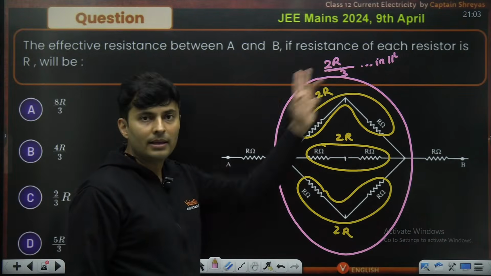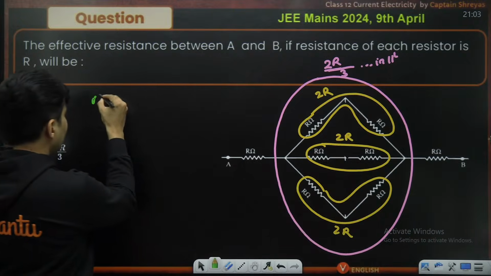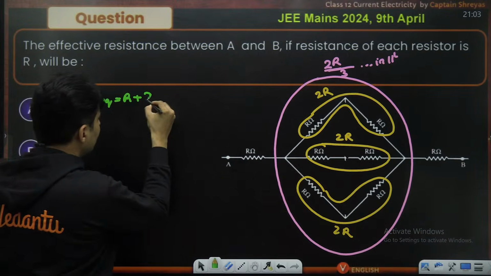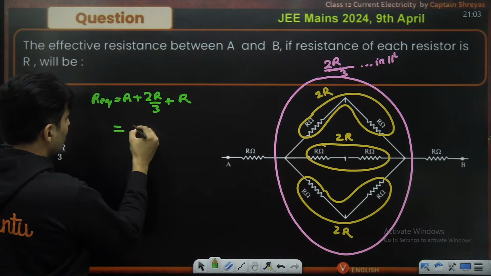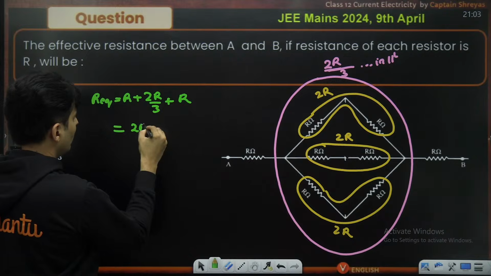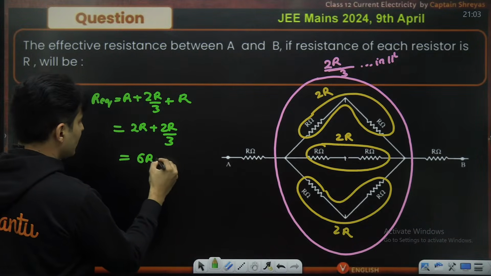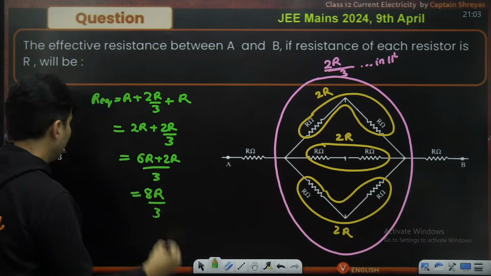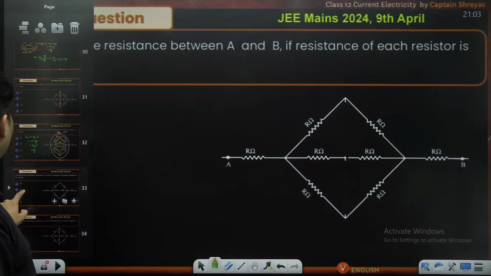Now that 2R by 3 parallel combination is in series with these two. So therefore, the equivalent resistance will be this R plus this 2R by 3 plus that particular R. So R plus R is 2R, plus 2R by 3. 3 twos are 6, so 6R plus 2R by 3. So it will be nothing but 8R divided by 3, which is nothing but option A. That is the correct answer.